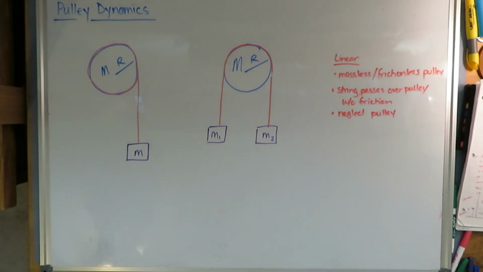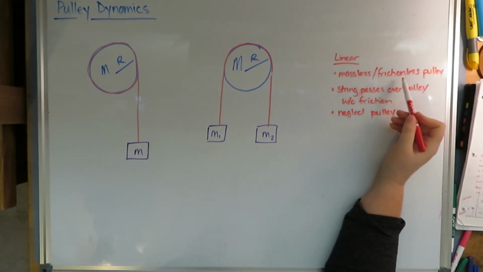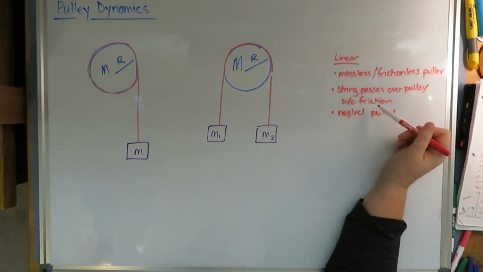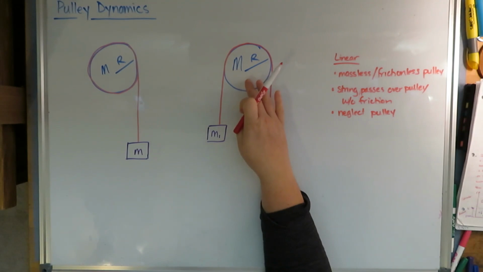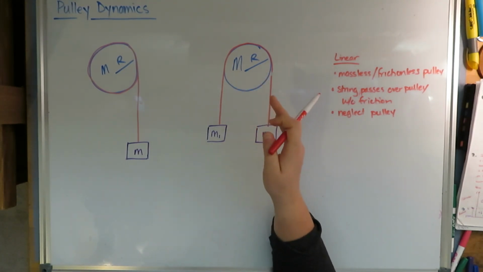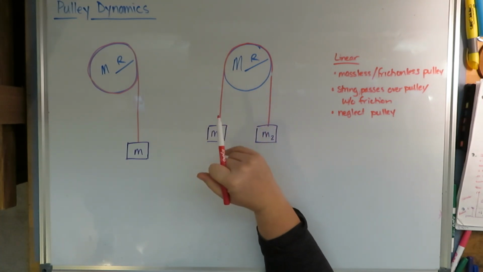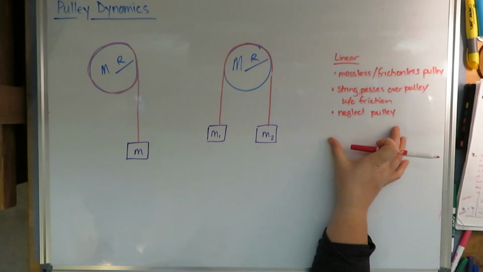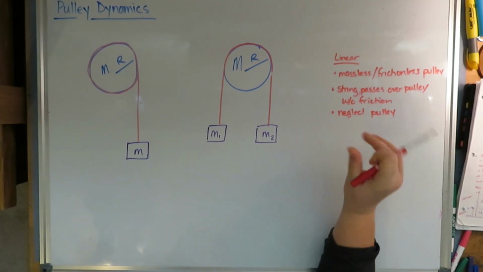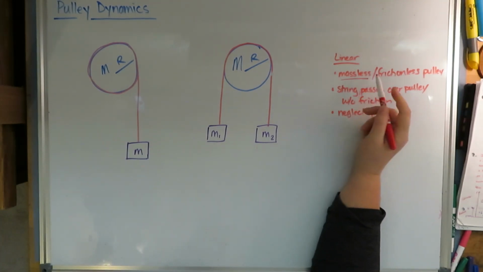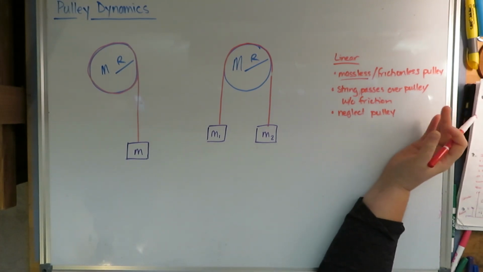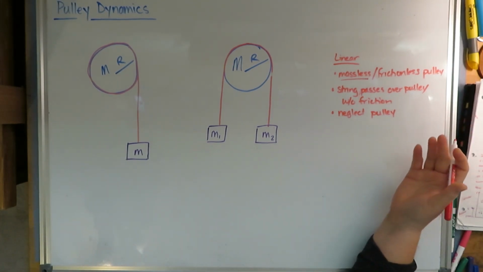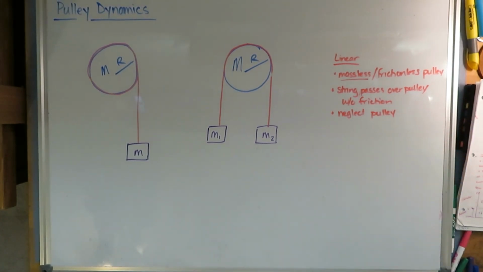Because if the pulley is frictionless, or the string passes over the pulley without friction, then it's actually impossible for this pulley to rotate. So we're going to see that it's friction that actually allows the pulley to rotate. So if they give you any of those keywords, then basically we can completely neglect the pulley. Additionally, if the pulley is massless, then it's going to have no rotational inertia. So even if it was rotating, it wouldn't have any resistance to rotation, so you could basically neglect it.